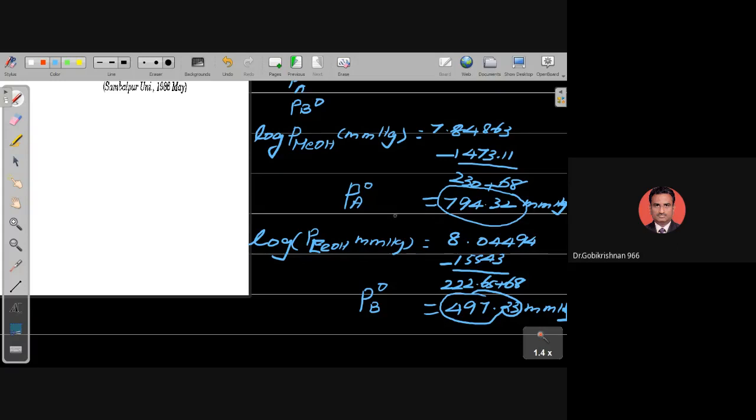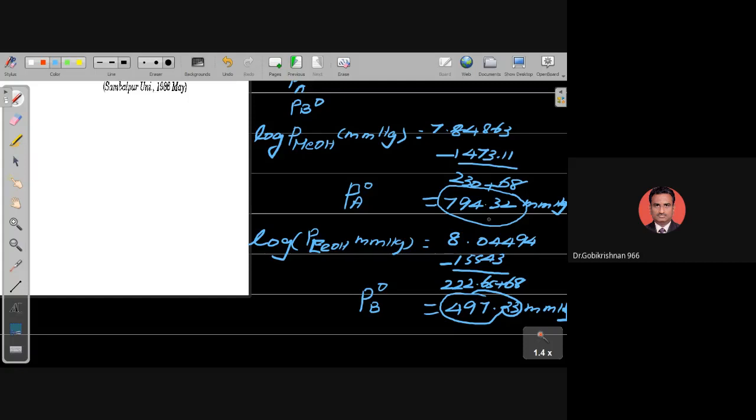Next, we have to select arbitrarily, randomly, some temperatures in the range 65 to 78. Therefore, I have selected the temperatures 65, 68, 70, 72, 74, 76. For each and every selected temperature, you have to find the vapor pressure of methanol and ethanol. That is the next step.